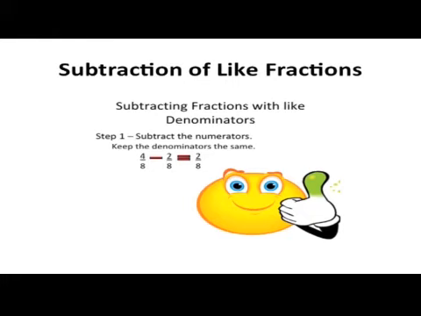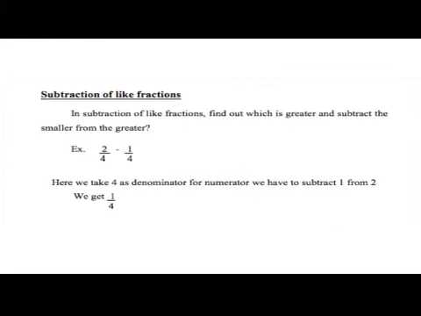Now, we shall see about subtraction of like fractions. In subtraction of like fractions, find out which is the greater and subtract the smaller from the greater. For example, 2 divided by 4 minus 1 divided by 4. Here we take 4 as denominator. For numerator, we have to subtract 1 from 2. Therefore, we get 1 divided by 4.